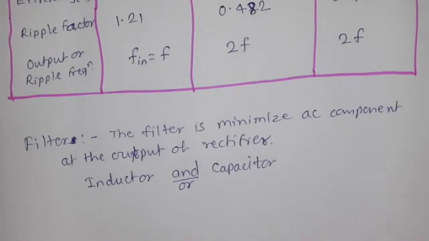Okay, so there are different types of filters. These filters are the inductor filter, capacitor filter, LC filter and pi filter. We will see these filters one by one in the next lecture.